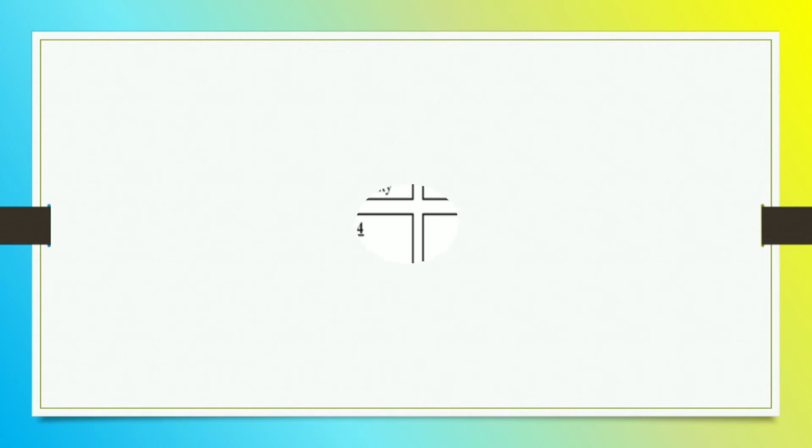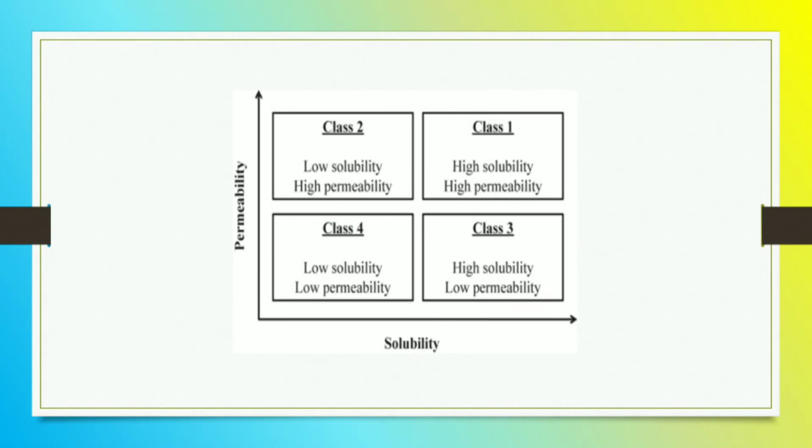Then this is the image which depicts the various classes. You can see class 1, class 2, class 3 and class 4. Class 1 of BCS is high solubility and high permeability. Class 2 is of those drugs which have low solubility and high permeability. Then class 3 has high solubility and low permeability, and class 4 is about low solubility as well as low permeability, right? Now we'll be seeing these classes one by one.